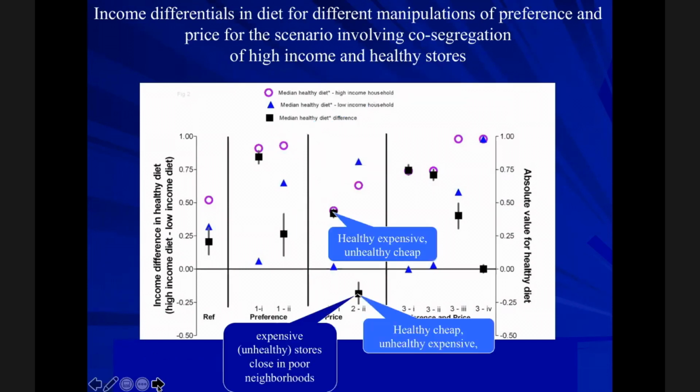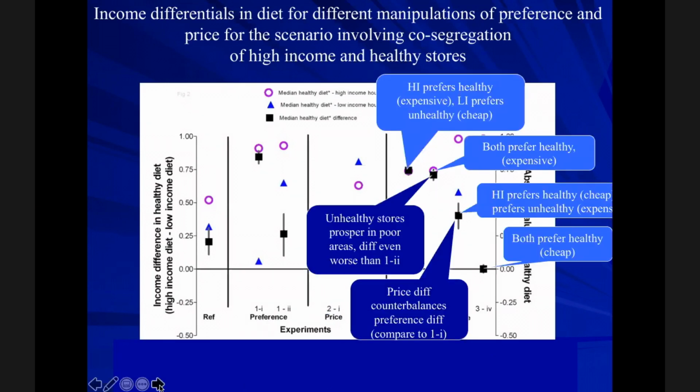Then we tried price. What if we made healthy foods much cheaper than unhealthy foods? And what we found, interestingly, when we made healthy foods cheap and unhealthy foods expensive, is that the difference actually flipped, such that low-income households had a better diet than high-income households. And this is something we saw in the model that we might not have predicted before: it happened because the expensive unhealthy stores closed in the poor neighborhoods, and that increased access to healthy foods in the poor neighborhoods. And then we tried combinations of various strategies, which I won't get into, but if you're interested, I have the citation to the paper.